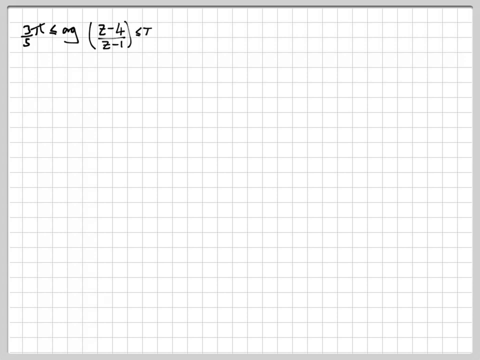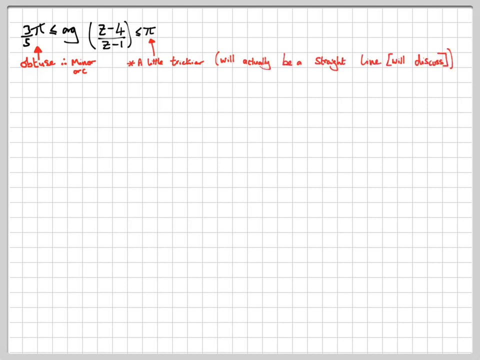Okay, so this time we're asked to look at a region. So the question is slightly different. The things that I notice are, first of all, the 3 pi upon 5 is obtuse, so that'll be a minor arc we're interested in. And this time the upper boundary, if you will, is pi. And that's perhaps a little tricky to deal with, and it'll actually be a straight line, but I'll discuss that as I get into the problem.